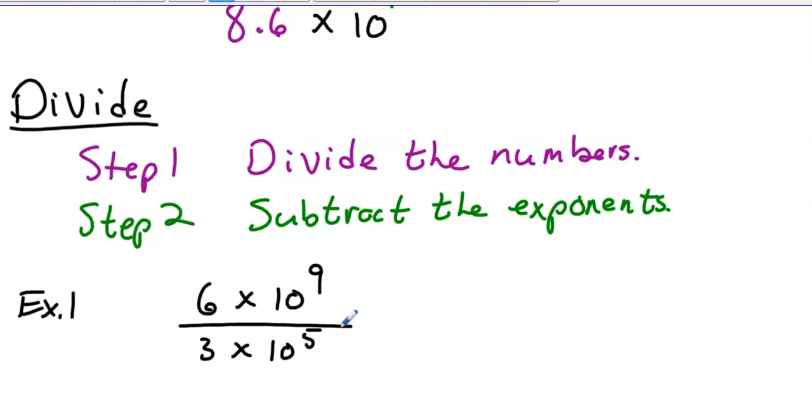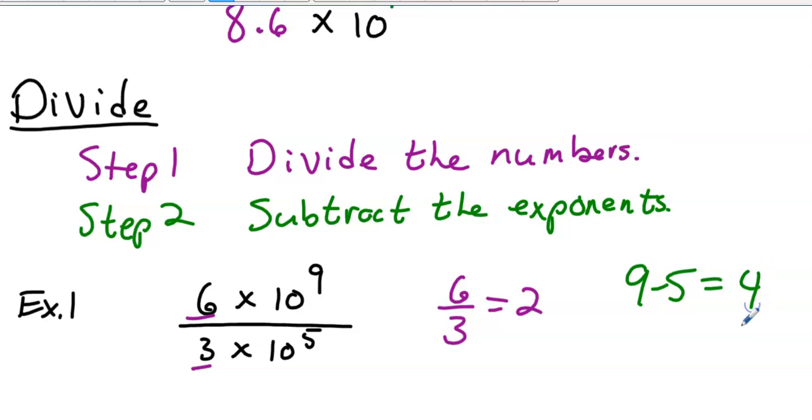Okay, so we'll go with 6 times 10 to the 9th, and then 3 times 10 to the 5th. So we'll just do 6 divided by 3, which will be 2. And then for your exponents, it's 9 minus 5 for 4. So your final answer becomes 2 times 10 to the 4th power.